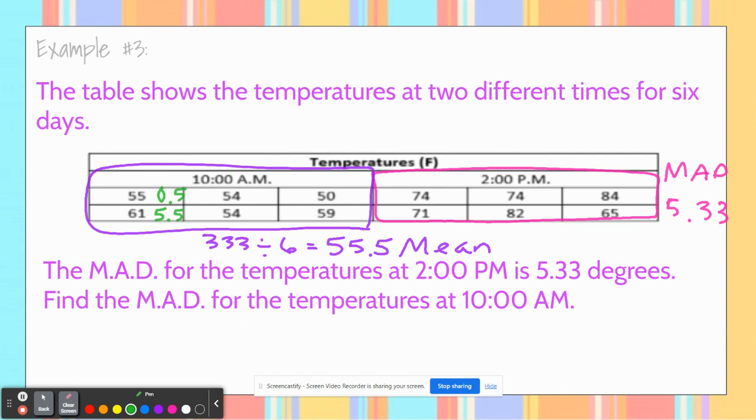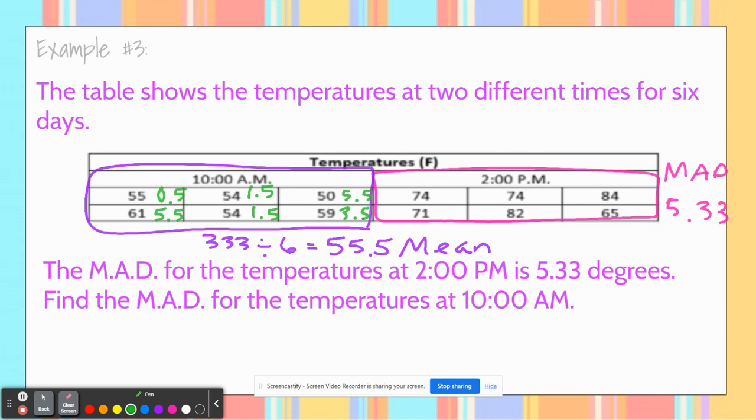So I've got 54 minus 55.5. The absolute value of negative 1.5 is 1.5. And this is obviously the same number, so the same distance. Then 50 minus 55.5, the absolute value of negative 5.5 is positive 5.5. And lastly, 59 minus 55.5. The absolute value of 3.5 is 3.5. So those are the distances between the mean and each data point.